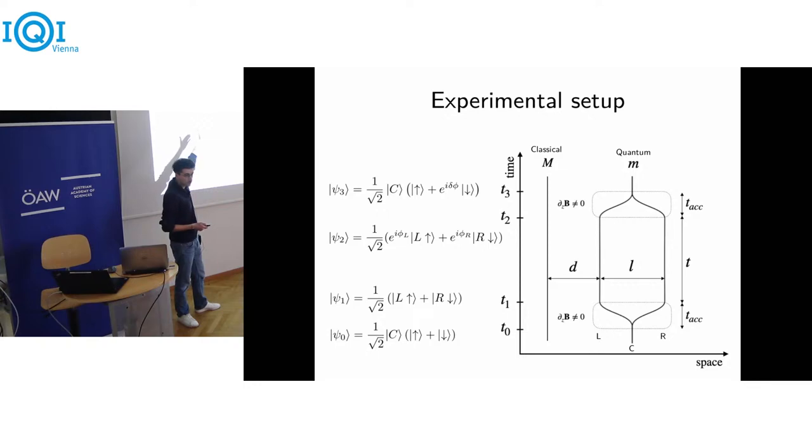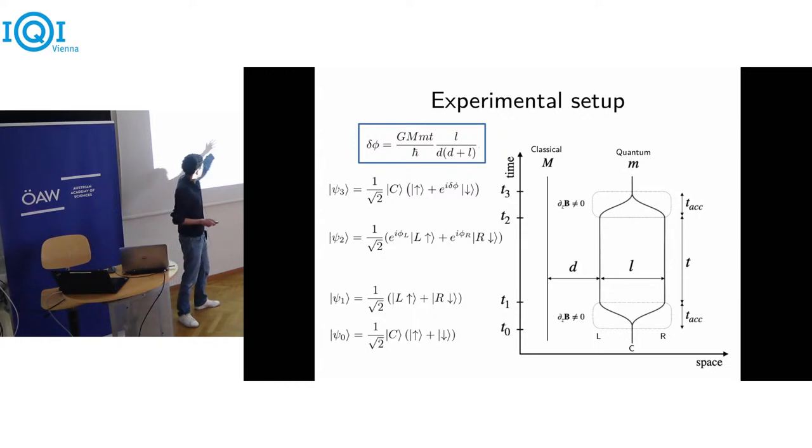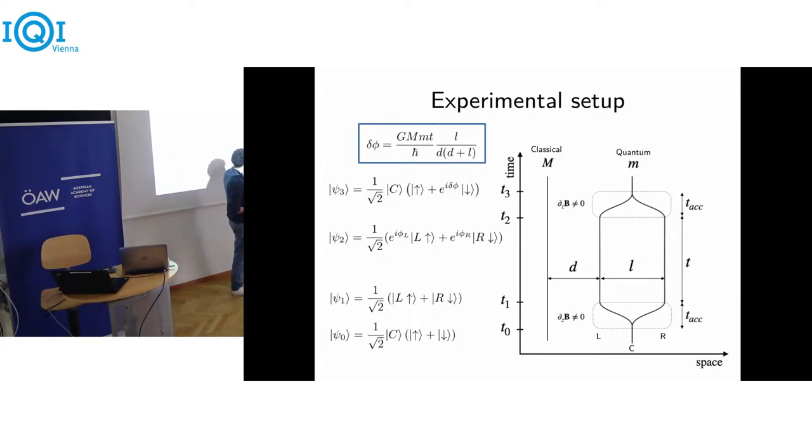And it is very easy to compute the value of this phase, delta phi, which has been accumulated. It's this expression. This relative phase depends on the parameters of my setup, like the masses, but also the time of free fall, the superposition distance, and also the distance from the source. And some fundamental constants like G and ħ.